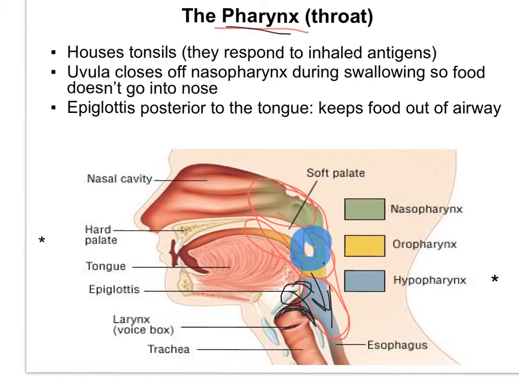So the pharynx is both a respiratory pipe and also a pipe for food and water. And so we have to be careful that those materials do not go down the trachea. We only want air to go down the trachea.